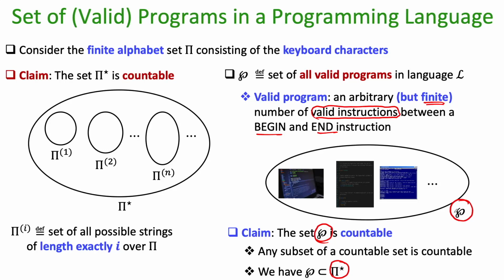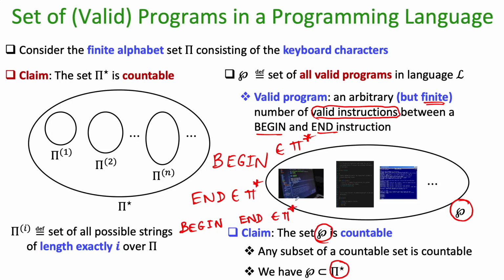I am not considering programs of the form which has only a begin instruction. That's also a string over the set pi star, right? This string belongs to pi star, but it is not a valid program because it has no end instruction. In the same way, the string end also belongs to pi star, but it can't be considered a valid program. But if you consider the string begin followed by end, then that's also a string belonging to pi star, and that's a valid program because you have a begin instruction and an end instruction, and in between you don't have anything, but that's fine. This is a valid program.